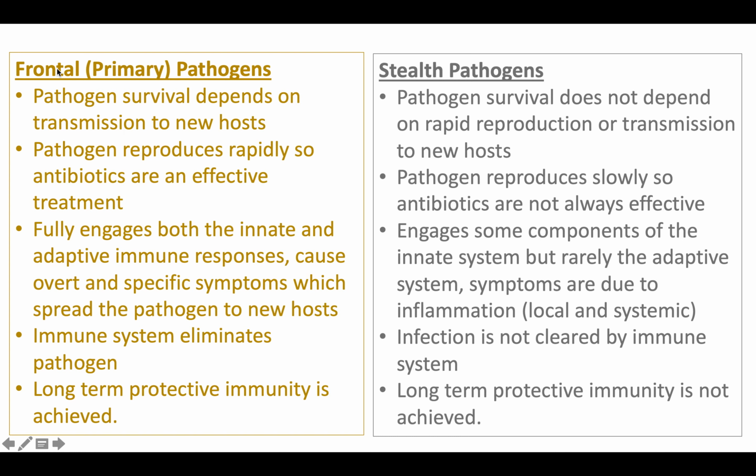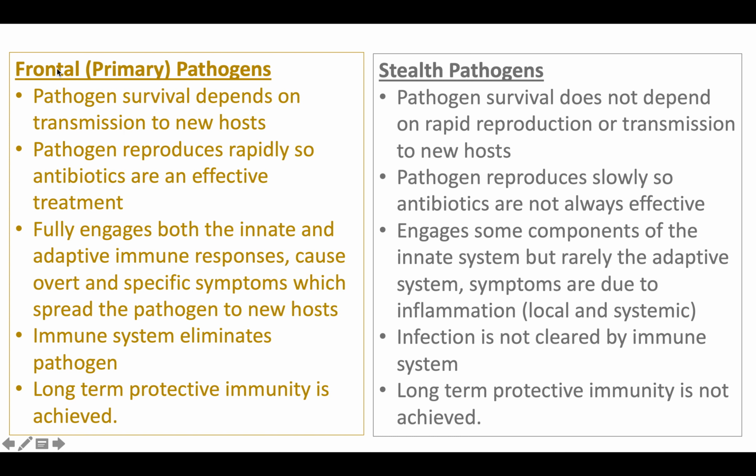With frontal pathogens, the body responds by having both the innate and adaptive immune responses kick in. And as a result, we get overt symptoms and signs which help in spreading that pathogen to a new host. Again, like I said, you get congested, you sneeze. That's basically getting rid of that pathogen in order for it to be transmitted to a new host.